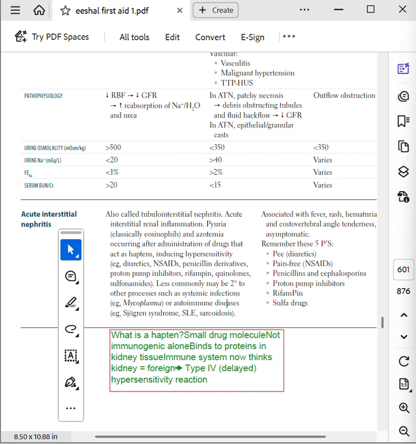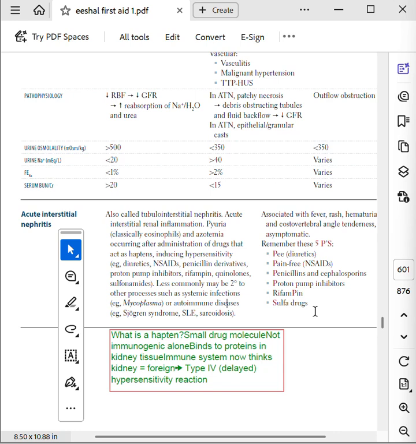Drugs that cause acute interstitial nephritis, if you want to learn this, you can revise that there are 5 P's: P for diuretics (pee), pain-free drugs (NSAIDs), penicillins and cephalosporins, that's also with P, penicillins, then proton pump inhibitors, rifampin, that also has a P, and then sulfa drugs. So 5 P's and then an S. That helps you remind yourself. Now these drugs basically bind to kidney proteins, like the sulfa drug especially, and then you get an immune attack.